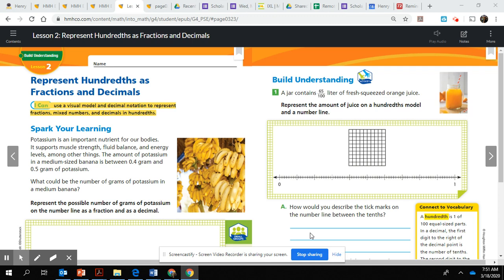Okay, students, this is a video to walk you through lesson 12.2. This time I'm using your actual book to walk you through it, and then I will record the second video of the teacher version of it so you can see me shade the models.